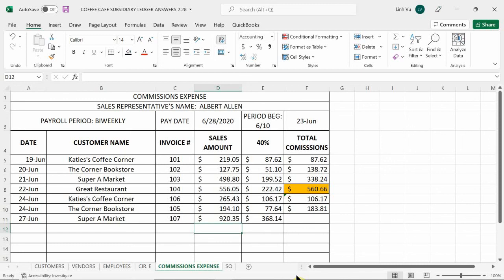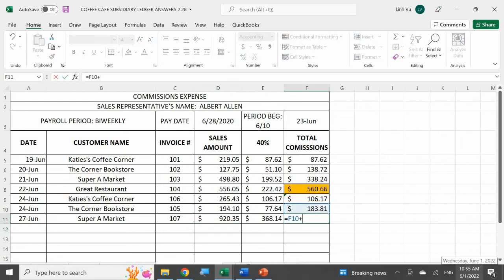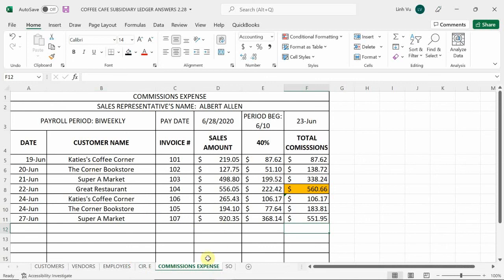And of course, Super A Market already paid half of it. So that means they owe me the remaining amount, but I sold in grand total $920.35. So to calculate 40% of that is an additional $368.14. So that means I now owe Albert $551.91 as of today for his second check. Okay. All right.